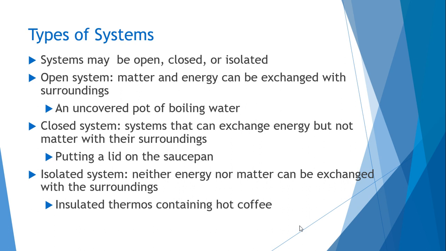An isolated system is where neither energy nor matter can be exchanged with the surroundings. Isolated systems are very, very hard to get because there is some loss of energy. However, an insulated thermos containing hot coffee is the best example as long as the lid stays closed. The lid's closed, hot coffee cannot leave or enter, so it's isolated in terms of matter. And then it's very good at not exchanging energy either. The heat in the thermos stays in the thermos.